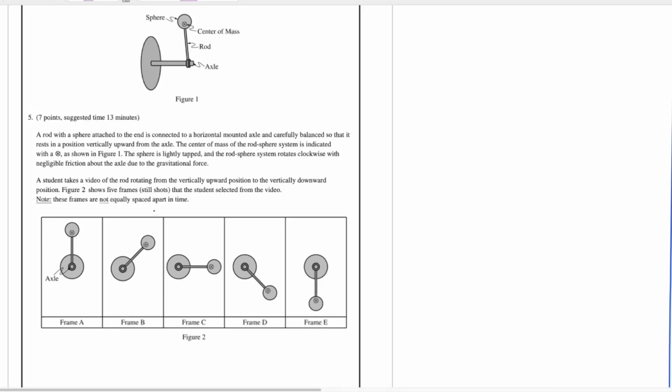So if you take the video from this side, from the right side, you're going to see video frames like this. So first, this one is going to rotate, because under the gravitational force it's going to fall, and the system is going to rotate about the axle, and finally it's going to get to the bottom position.